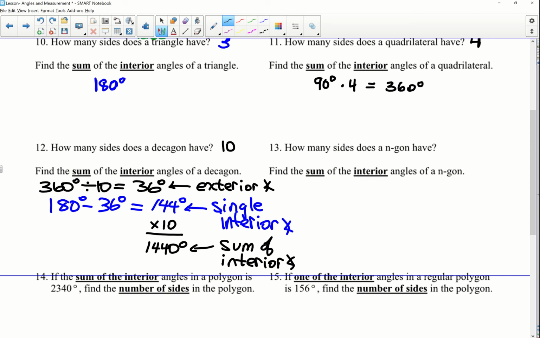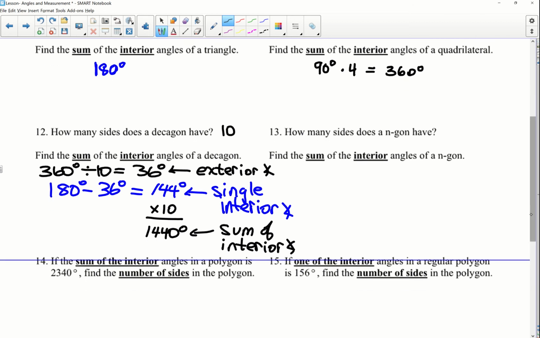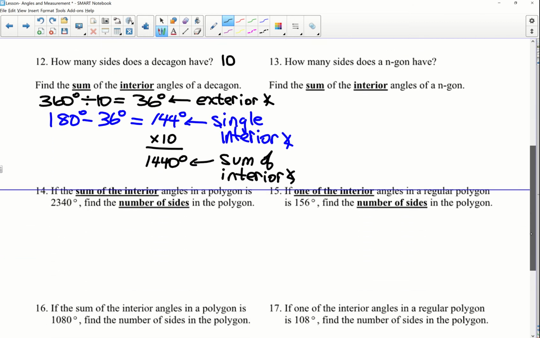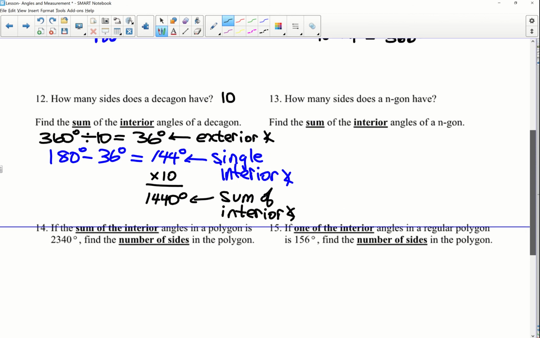All right, so number 13 is the grand finale, the pièce de résistance. That has a certain je ne sais quoi. How many sides does an n-gon have? Well, a decagon has 10 sides. A trigon, also known as a triangle, has 3 sides.